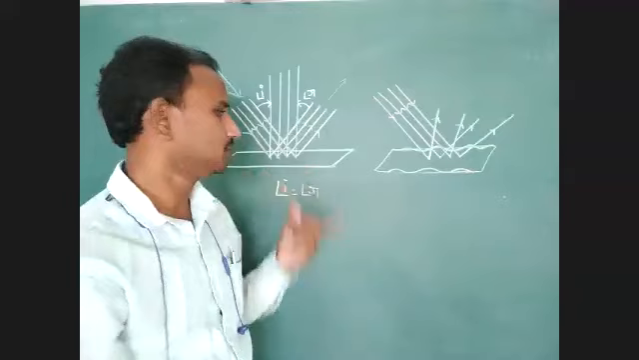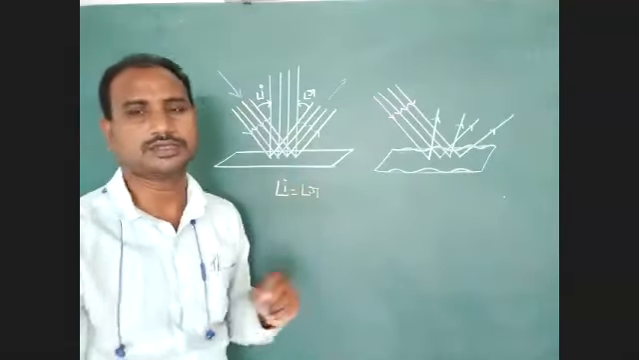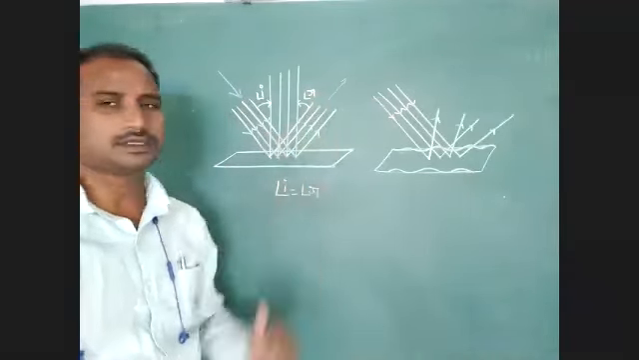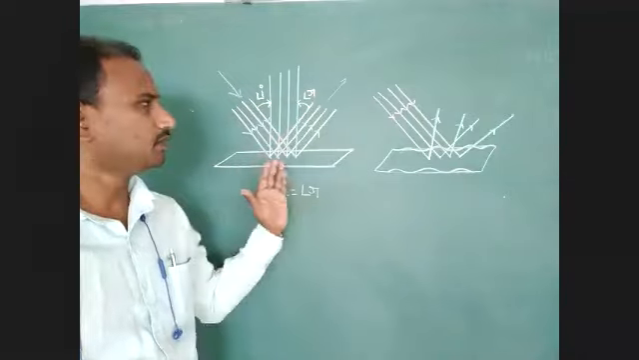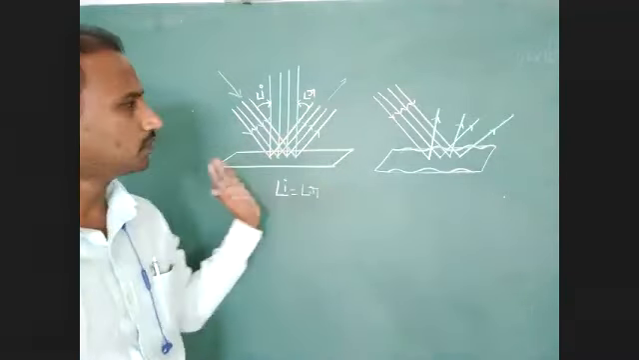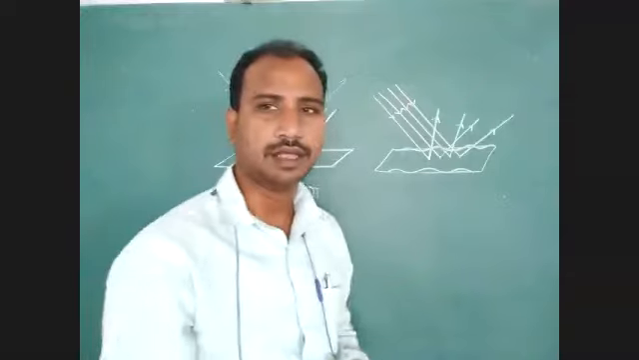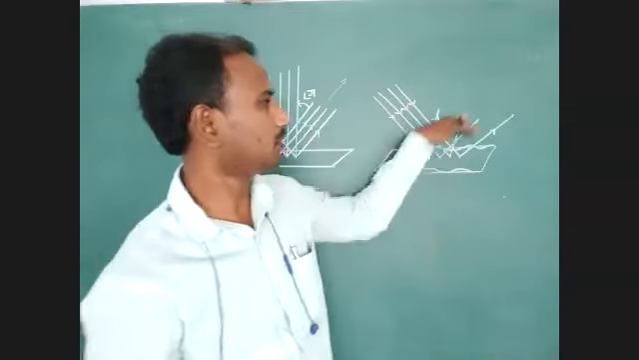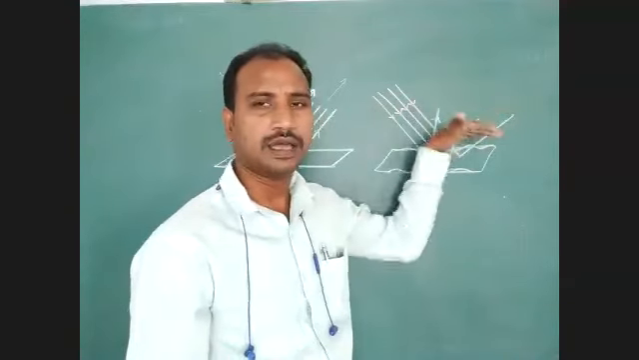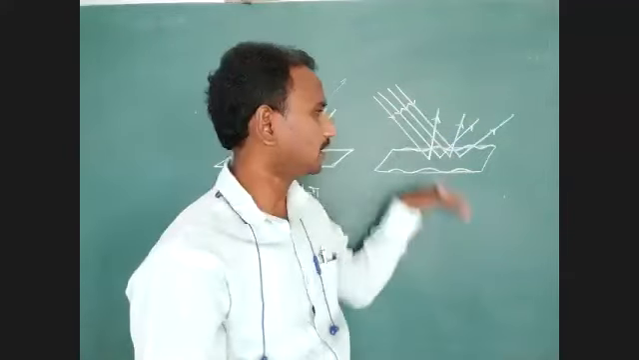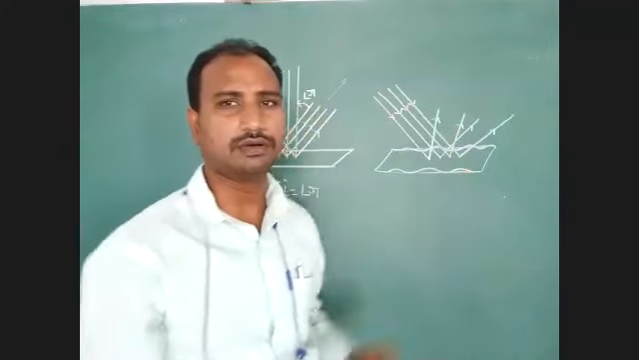But for a plain polished surface, here we got regular reflection. Regular reflection means after reflection, all reflected ray directions are the same. For irregular reflection, all reflected ray directions are different. You have to identify this point.